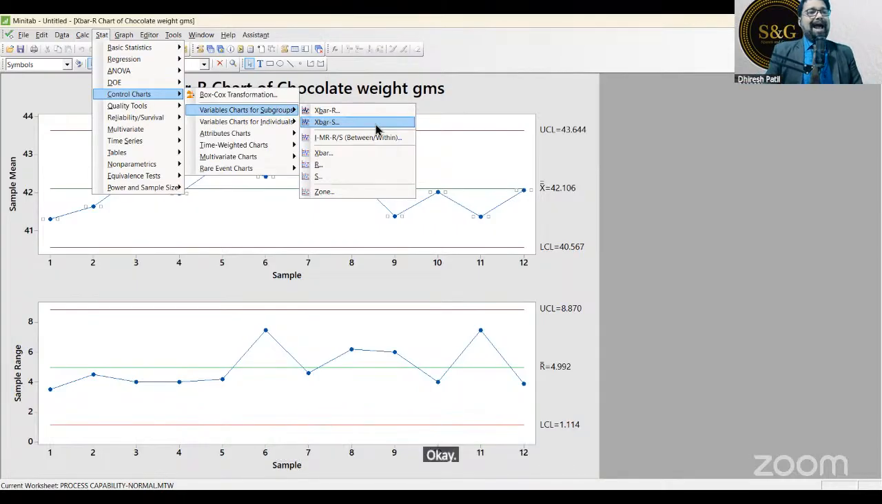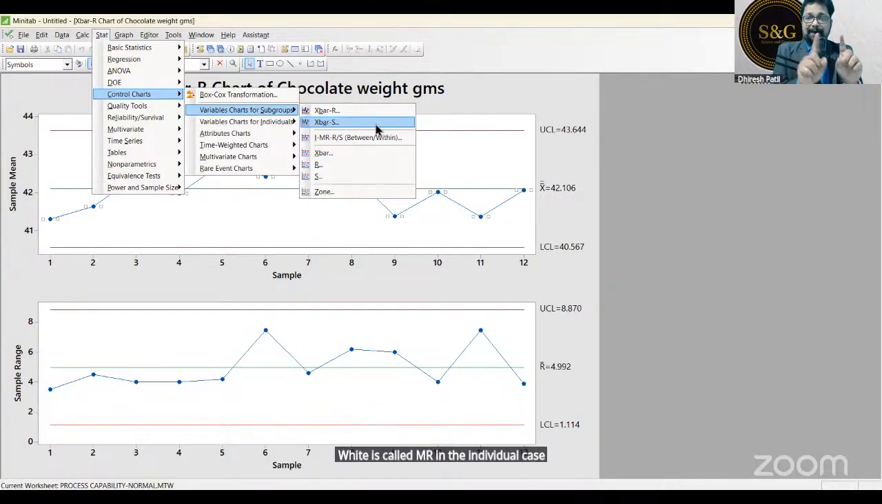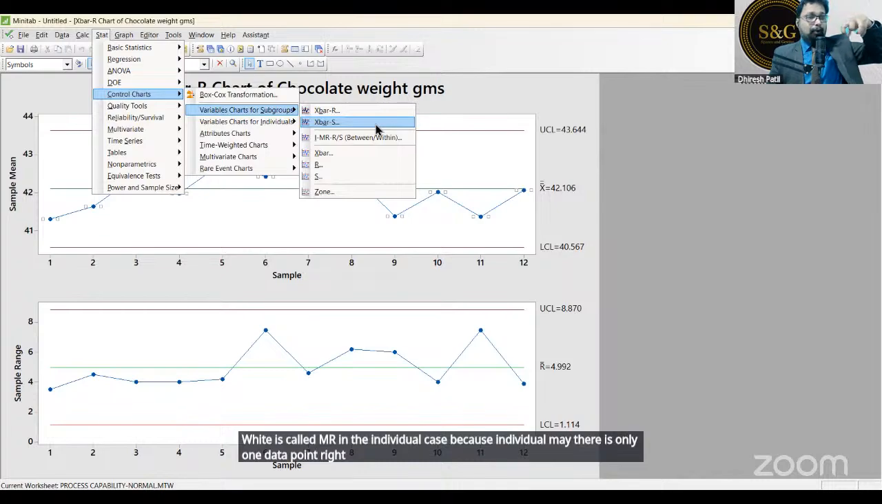Are we looking at the mean of MRs in the sample? It is not MR, it is the range only. It is R only. Why is it called MR in the individual case? Because in the individual case there is only one data point, right? In this case, we have got 10 data points.